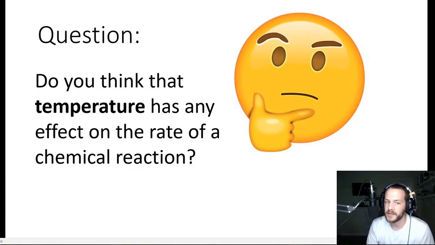So I ask you guys a sincere, non-rhetorical, meaning I want an answer, question, which is, do you think that the temperature has any effect on the rate or speed of a chemical reaction? So I'll repeat the question. Do you think that temperature has any effect on the rate of a chemical reaction? I'll give you guys just a few moments to think about this question and answer it.